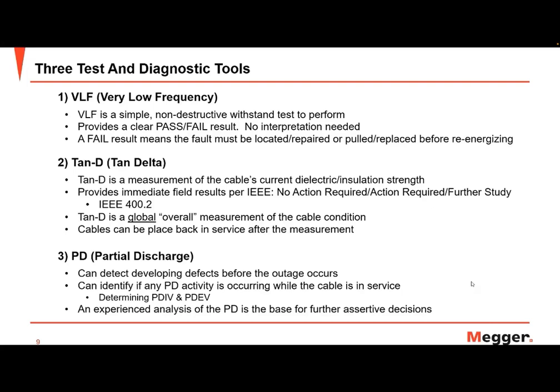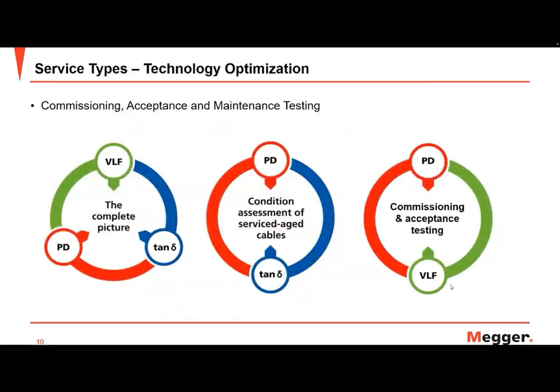Also, if you have an experienced analysis of your partial discharge testing, you can use this as the basis for your further asset decisions. So again, really the three test and diagnostic tools that are strong for determining the condition of your cable here. Next, we'll take a look at the service types that can be provided by using these three test and diagnostic tools. And this can cover commissioning, acceptance, or maintenance testing.